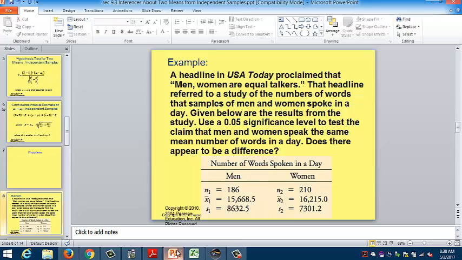Well, it looks like we're talking enough, right? 'Cause we have more than 10,000 words spoken in a day, right? Looks like the sample was done. They got 186 men and 210 women to participate. And we don't have all the data in front of us, but we do have some statistics, right? We have X1 bar. What does S1 stand for?